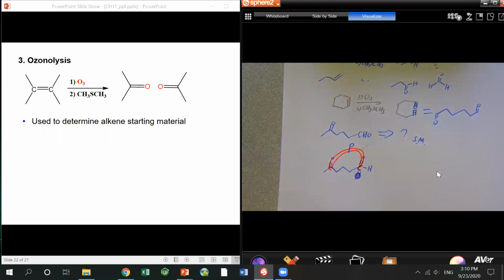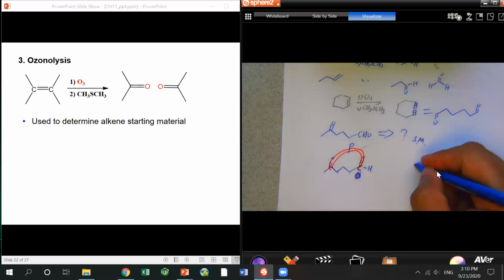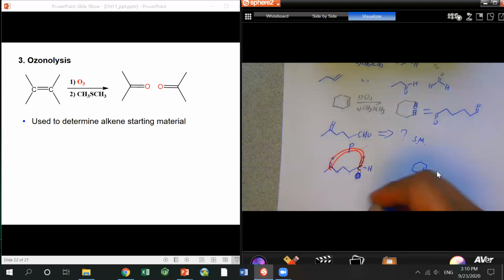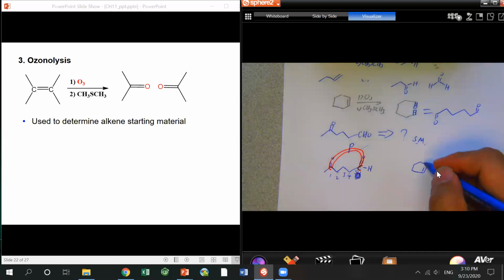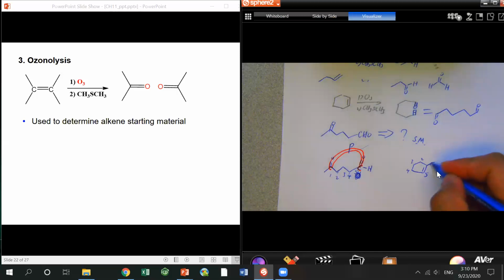So in this case, you find the double bond, and then you merge your two C=O carbons into one C=C double bond. That's it. So this one, 1, 2, 3, 4, 5 carbons, so your starting material should be a five-membered ring. If you like, you can count the carbon numbers. 1 and 5 are the double bond carbons. There's one methyl group on the double bond.